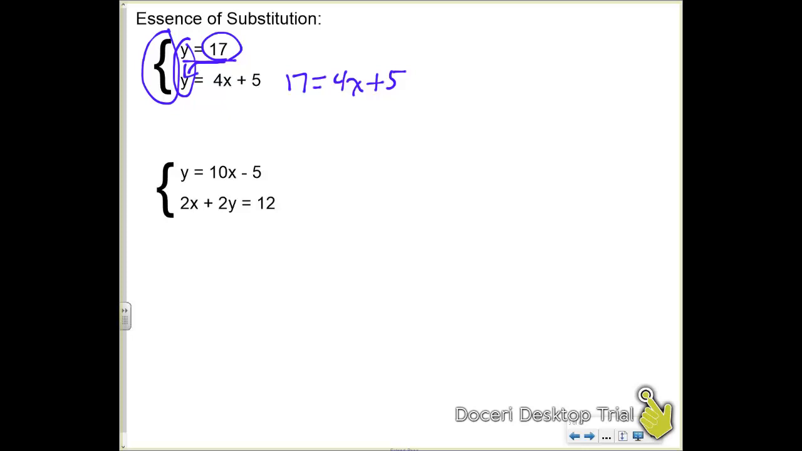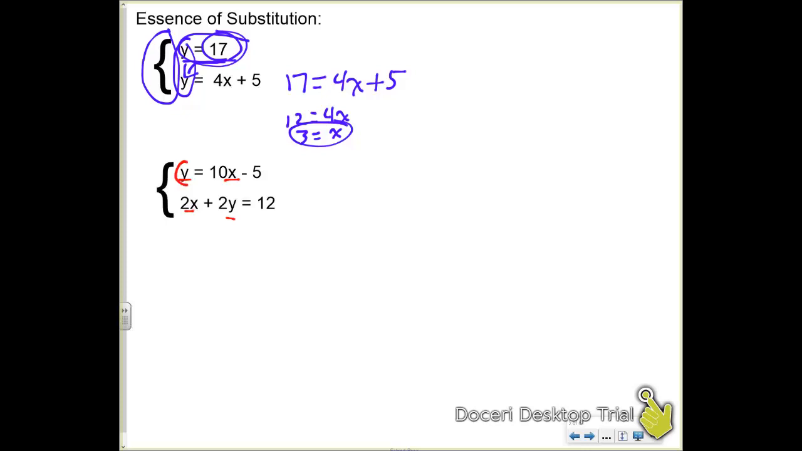The essence of the substitution method is to eliminate one of the variables from the problem, leaving only one variable left. If we solve this, we subtract 5 on both sides and end up with 12 equals 4x. X ends up equaling 3, so the solution would be 17 for y and 3 for x. That's substitution in its most basic form. Here's a little bit more challenging one. The top equation actually has an x and a y, and so does the bottom.